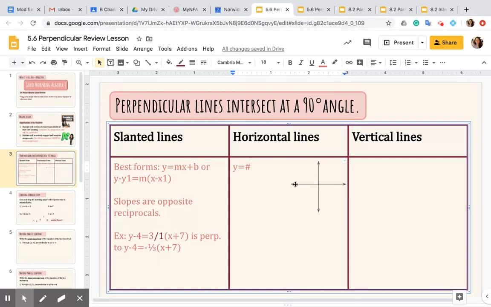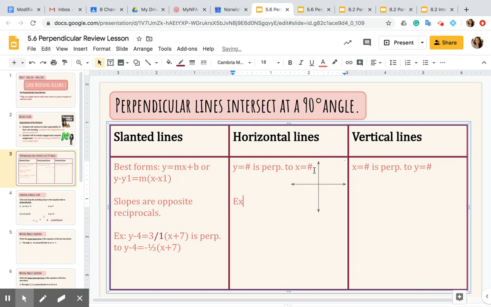So if y equals a number is a line like this where my mouse is hovering, I want a line like this where my mouse is now hovering. So this is going to be perpendicular to x equals a number. Okay, same thing over here. If I give you x equals a number to start with, then I'm giving you a line like this. That means it has to be perpendicular to a line like this, y equals a number.